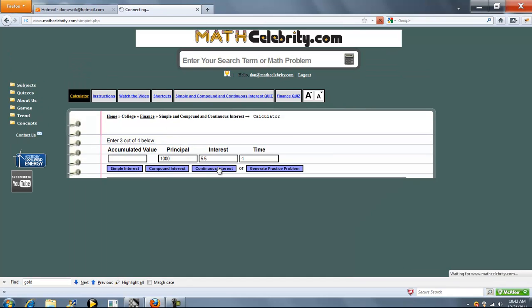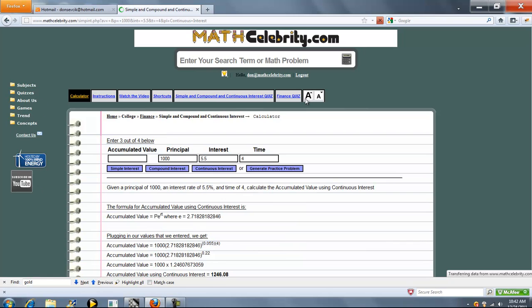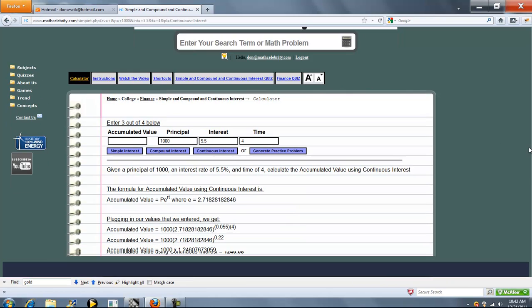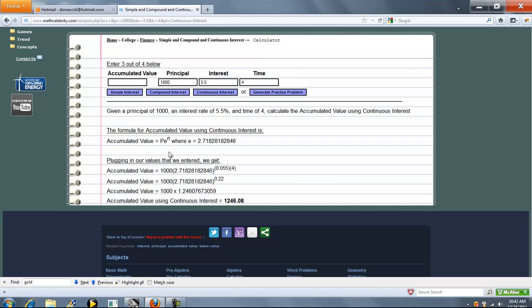So go ahead and press the button. So this is the continuous interest formula. And again, we're solving for a cumulative value, so we just plug our values straight in, no rearrangement needed. And we get 1246.08. So we're going to go ahead and use that.